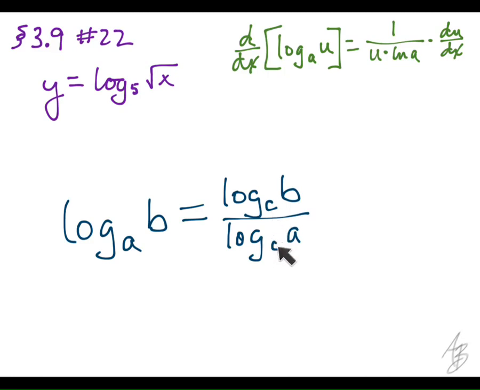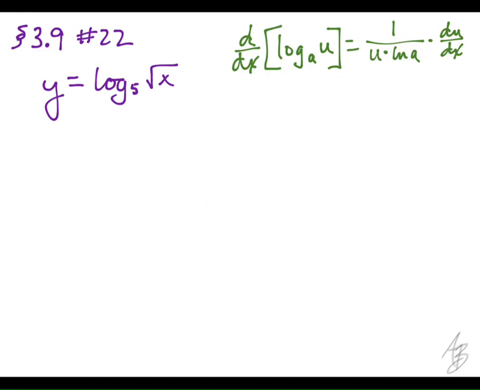Instead of c, we'll use e. Because if we use e as our base, then it's what kind of log? It's a natural log. And we know how to take the derivative of the natural log. That's the one that I said you absolutely need to know. So what we're going to do here is we're going to change this equation using that rule. And that's going to make this the natural log of the square root of x over the natural log of 5.